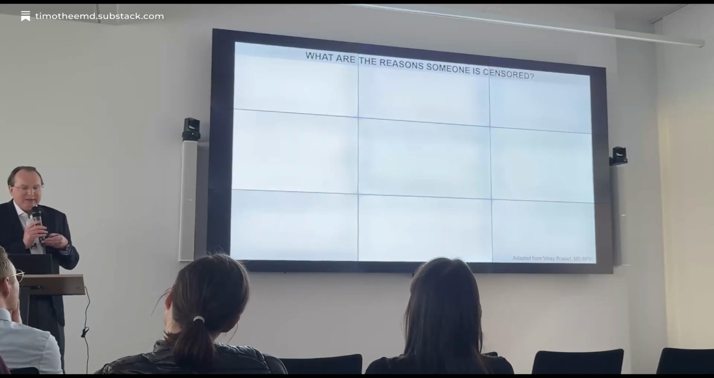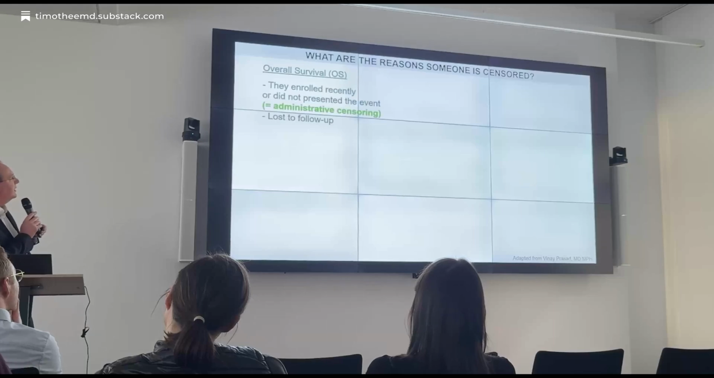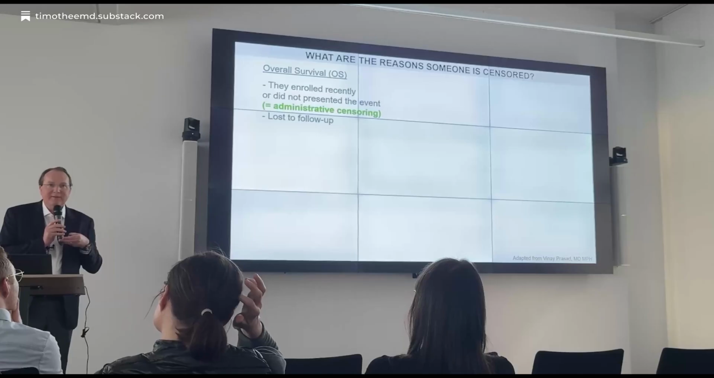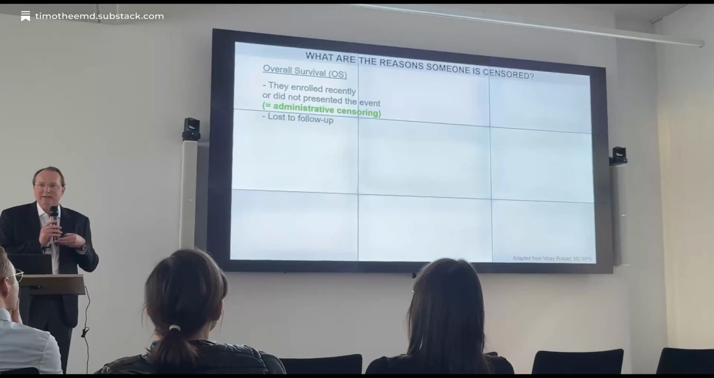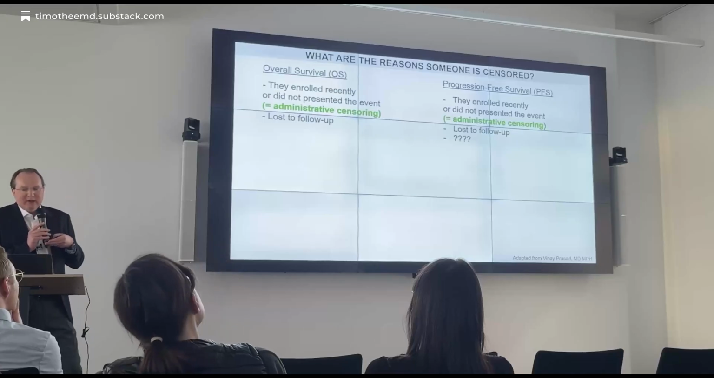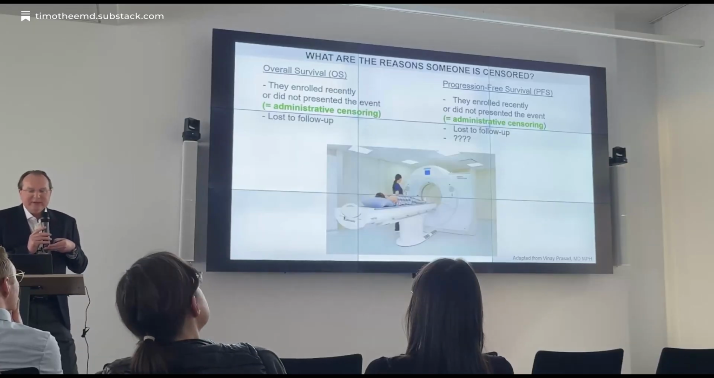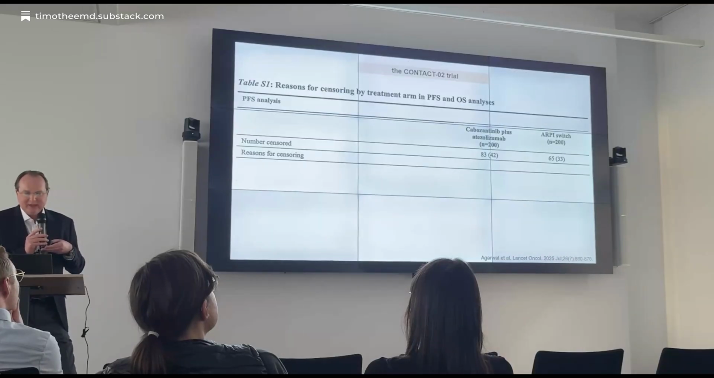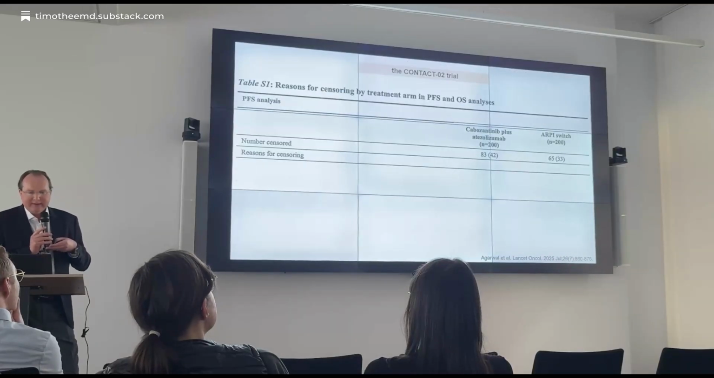So what are the reasons someone is censored? In overall survival, they enrolled recently or did not present at the event. This is administrative censoring, that's what I said just before, or loss of follow-up. In progression-free survival, there can be a lot more reasons, and a lot of them are related, again, to CT scans. I take the CONTACT-2 trial as an example.